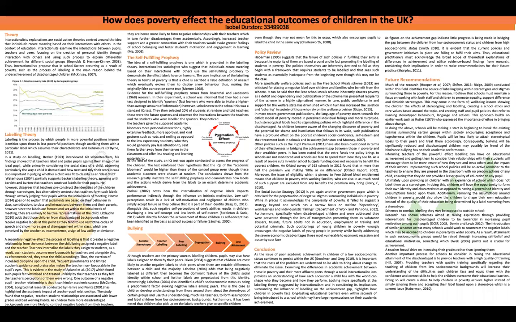How does poverty affect the educational outcomes of children in the UK? It is apparent that poverty is a prevalent issue in the United Kingdom. The number of people in the country living in poverty is increasing yearly, now with a third of children in the UK living below the poverty line, Saya 2015.